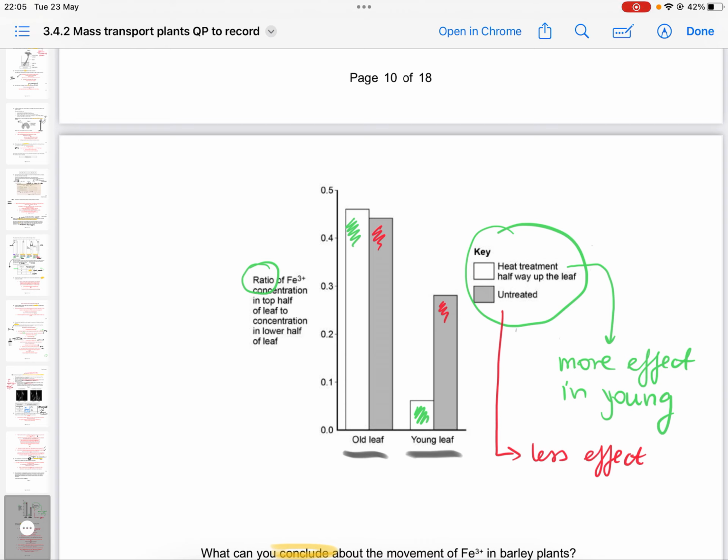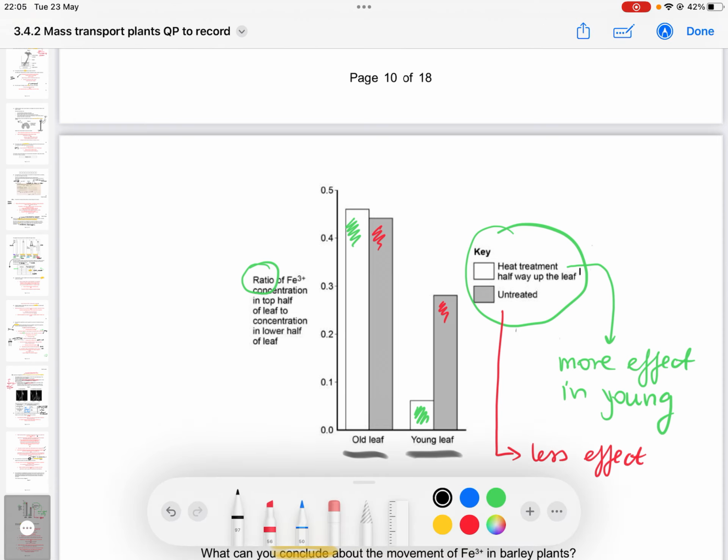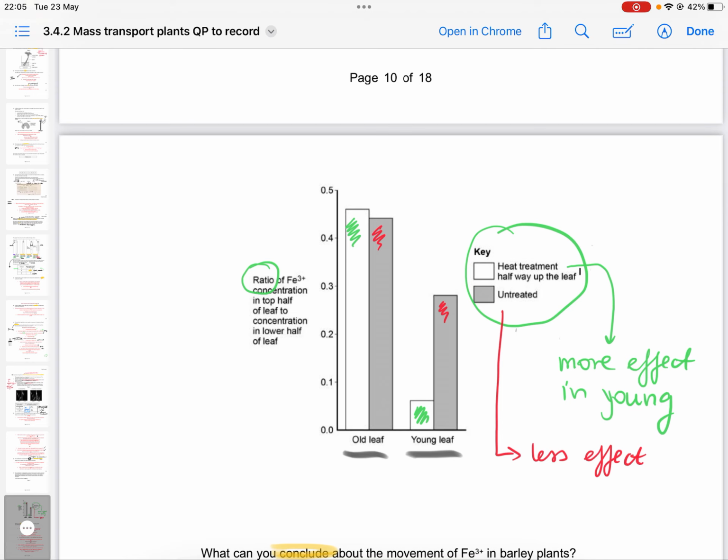So we've got the ratio on the y-axis. We've got the old and young leaves on the x-axis and the key. Many students are missing on the key, so don't be one of them. Look at the key. And let's have a quick look here.